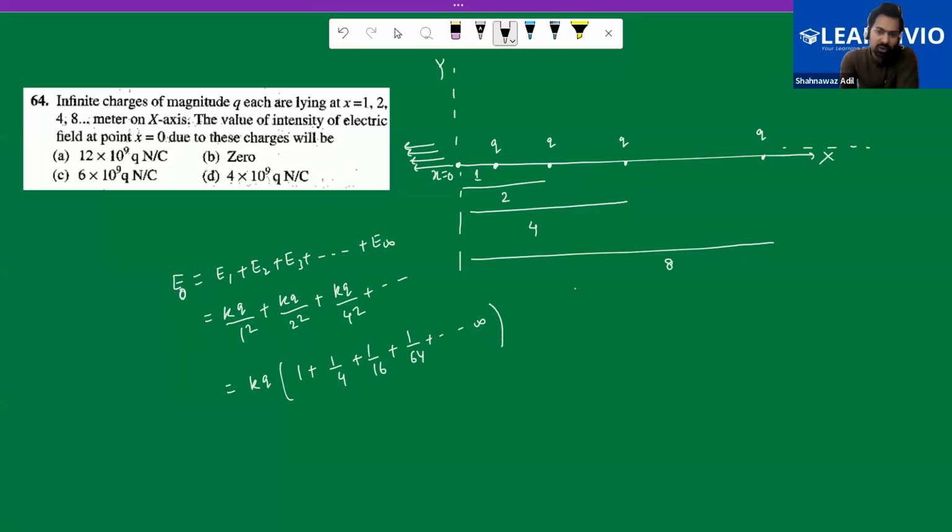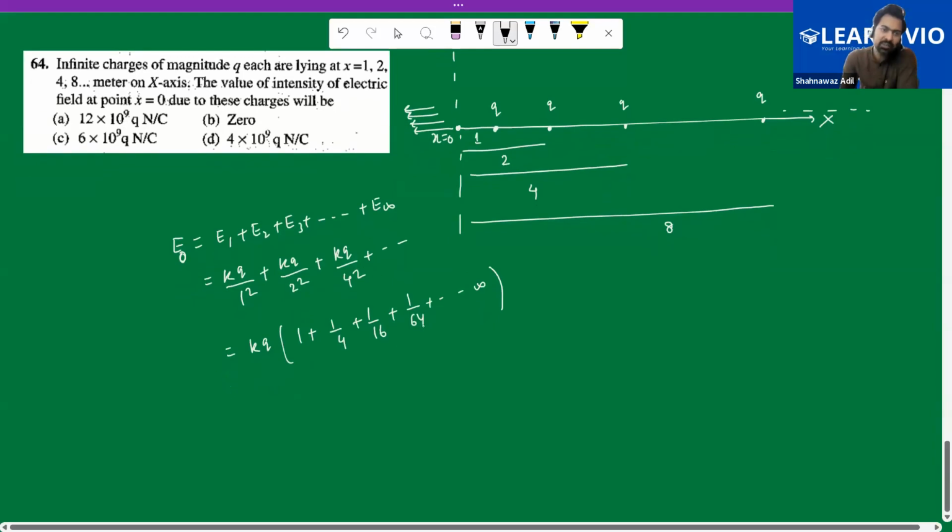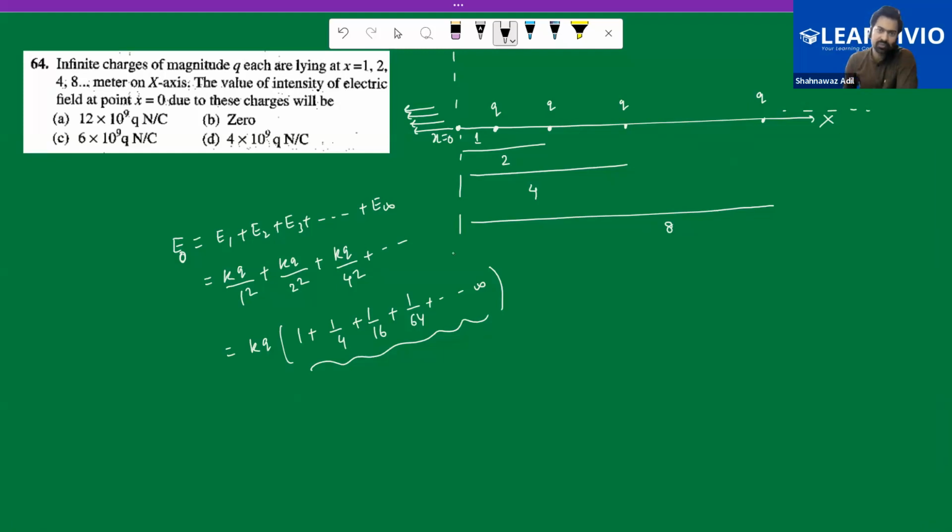So what is this progression called? What is this progression called?